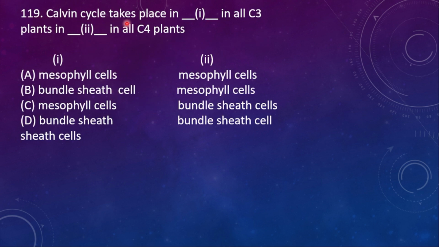119. Calvin cycle takes place in dash in all C3 plants, in dash in all C4 plants. Mesophyll cells. Calvin cycle takes place in dash in all C3 plants, in dash in all C4 plants. Bundle sheath, it must be mesophyll cells in all C3 plants. So right option is option C.